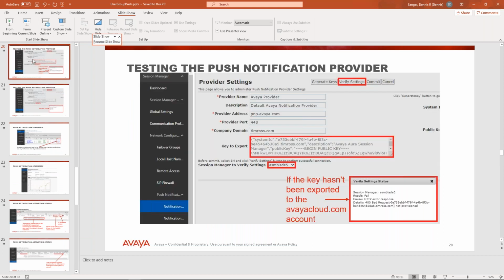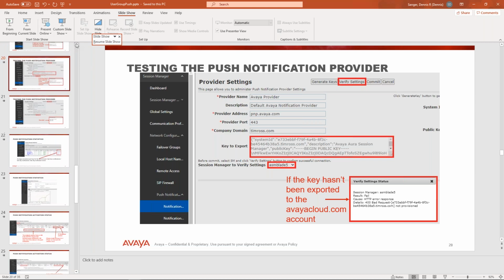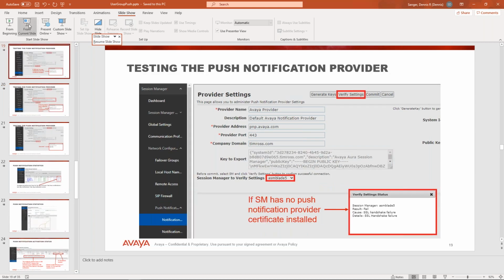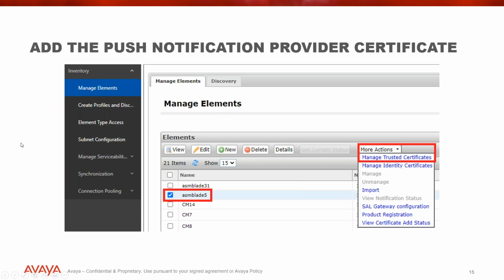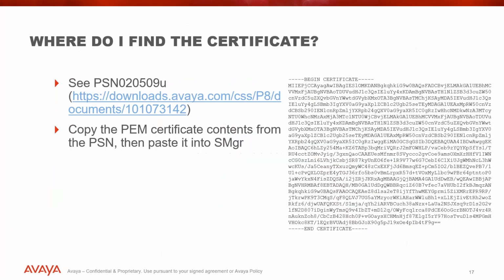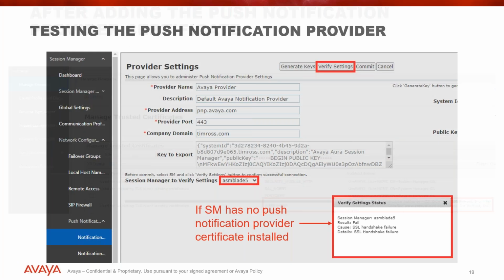Okay, we were testing the push notification provider. Back one slide. Okay, here we are. We just added the push notification provider and tested it, got the handshake failure. As I was saying, you can get a handshake failure for reasons other than the certificate is not installed, firewall problems in your data network, for example.